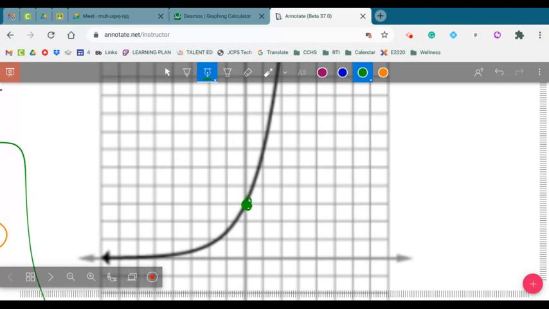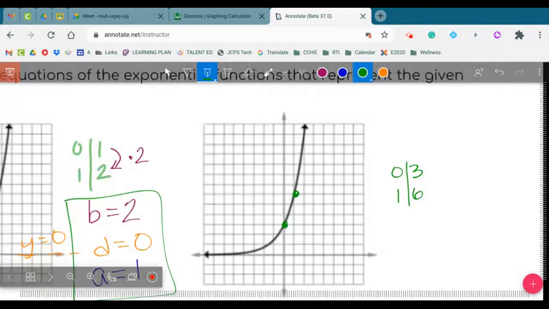y-intercept. And then our next point, it looks like it's going to be right here. So we're going to have (0, 3) and then (1, 6). You always want to write your points from left to right on the graph in that order, or else you're going to mess up your common ratio. So from 3 to get 6, I'm going to multiply by 2. So that means my b value equals 2.